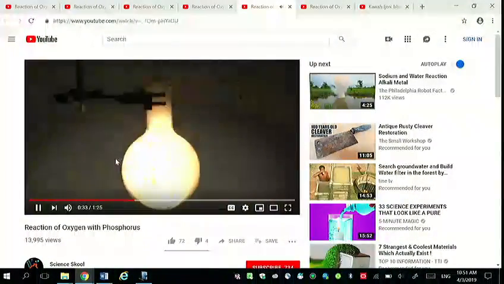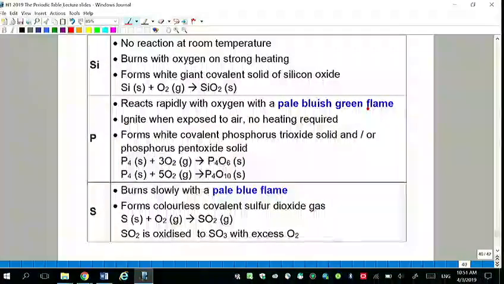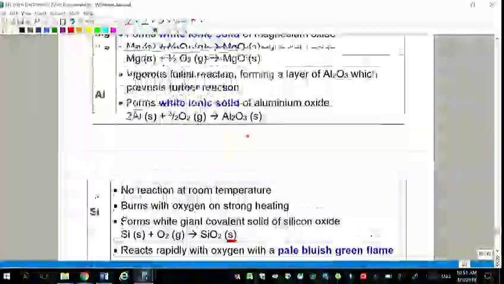Take note that you need to know it is a pale bluish green flame. It doesn't look like it, but it's actually a pale bluish green flame. The main thing I need you to know is the second equation: P4 solid, and you need to know the state symbol, reacting with oxygen to form P4O10 solid. Please take note of the state symbol, everybody.